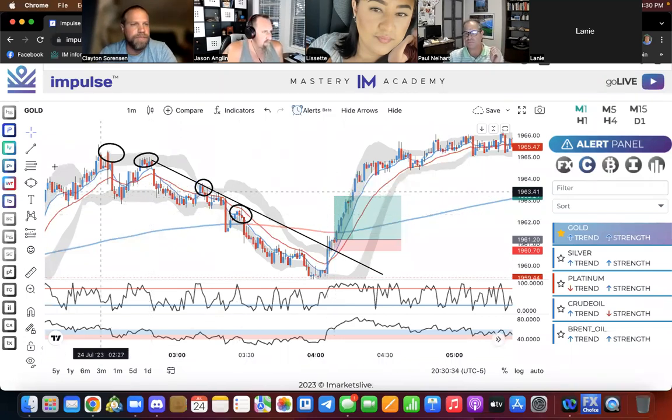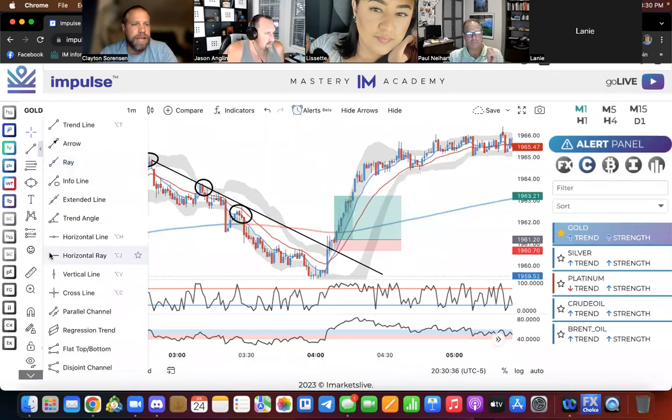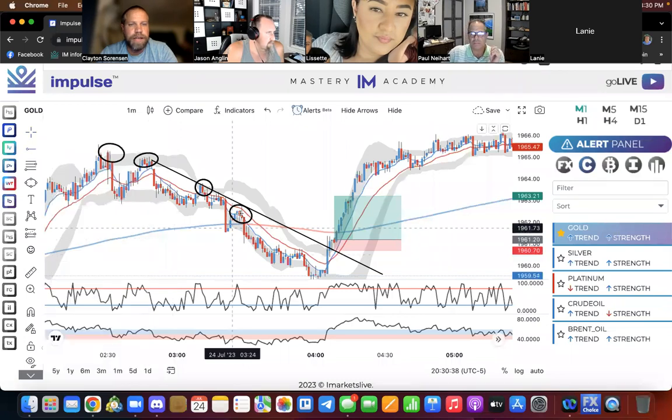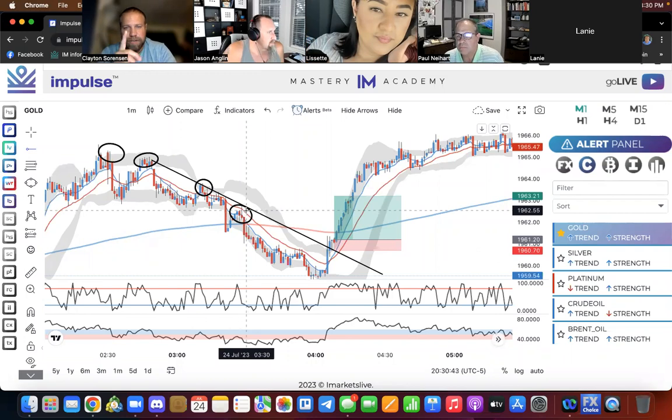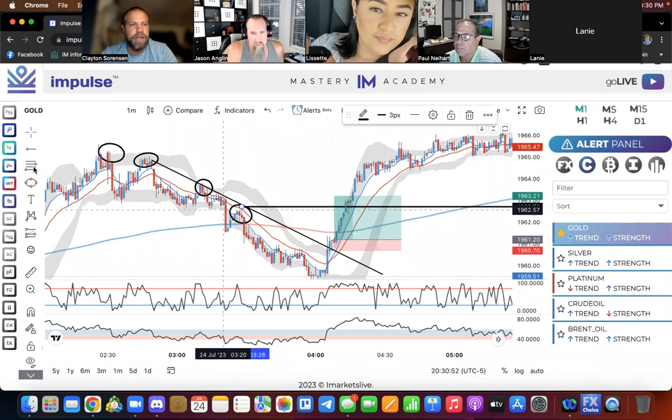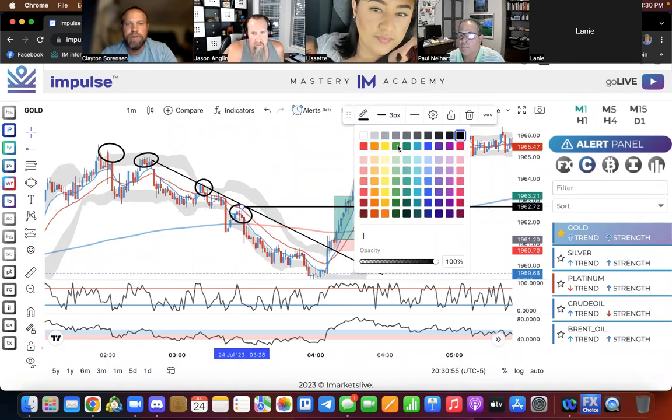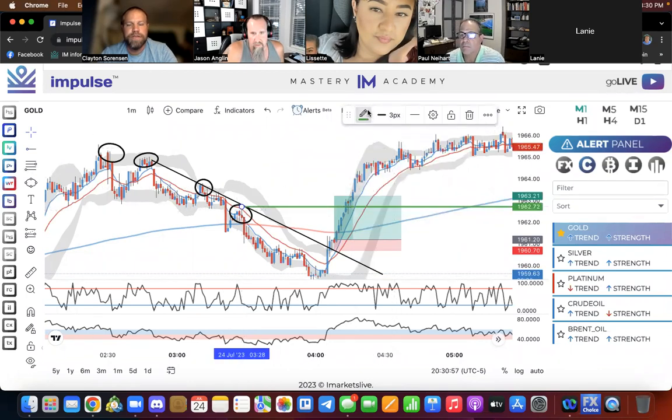How I do it, I get my horizontal ray out and I'll mark. And this is key too: some people will mark the top of bodies, some will mark the top of the tallest wick. It just depends on what you want to do. I'm going to change this color. I always change my color to green for a TP. That's how I like to do it.